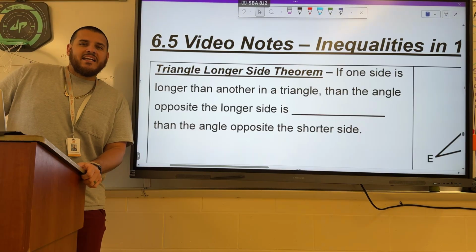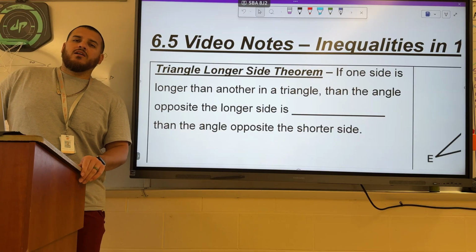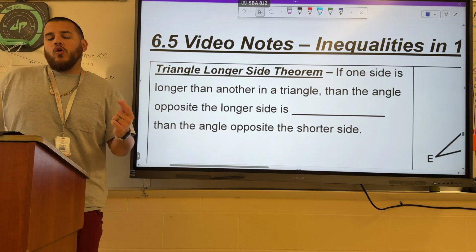Today we're going over section 6.5 of geometry, which is all about inequalities in one triangle. Let's get into it. As a reminder, an inequality is when we have things that are not equal, but instead less than or greater than.